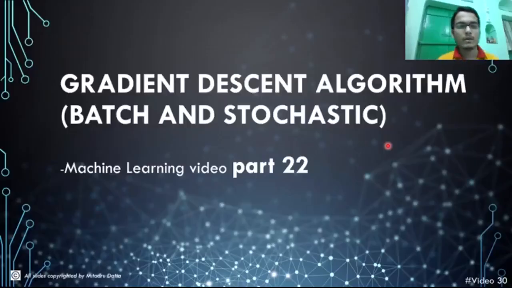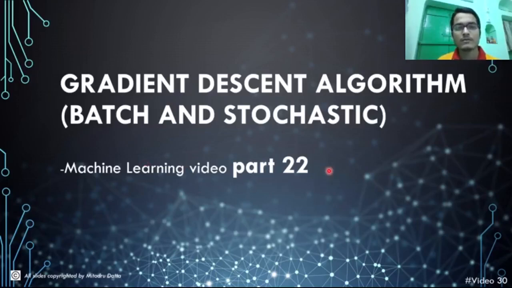Everyone, in this video we are going to talk about the gradient descent algorithm. As you will see, it is basically an optimizing algorithm. There are two versions of this, batch and stochastic gradient descent. We'll learn about it, what its use is, and when we apply it. Not only for linear regression, we can apply it in a whole lot of new algorithms that we are going to learn. So this is our machine learning video part 22. So let us just start.